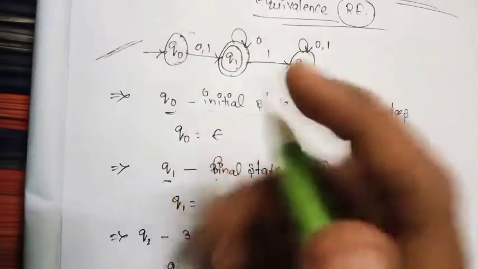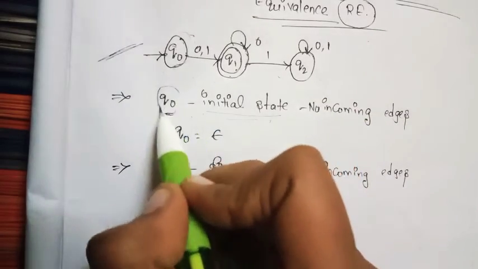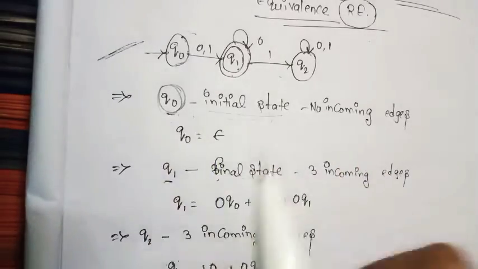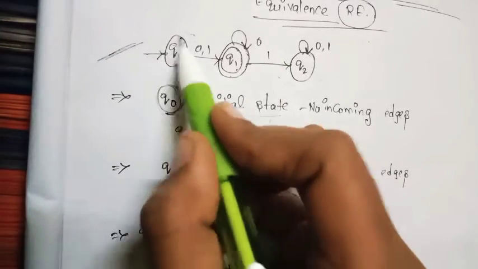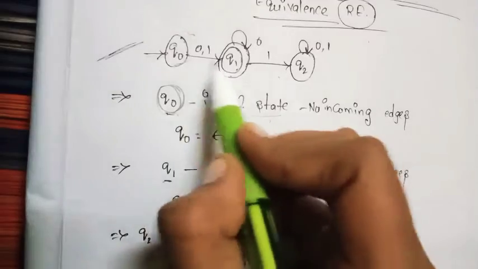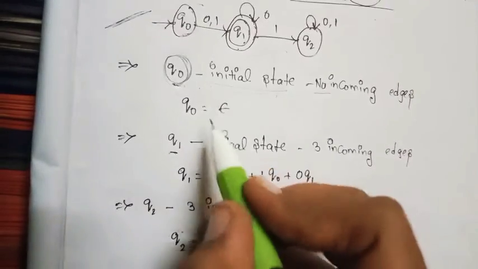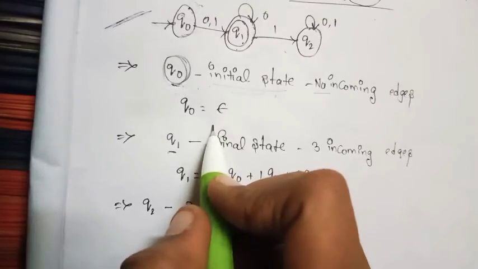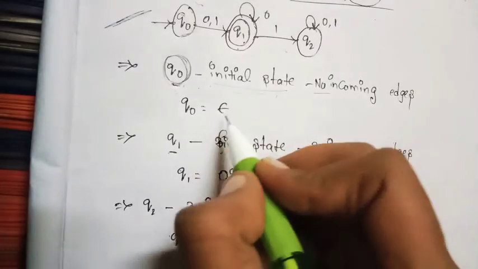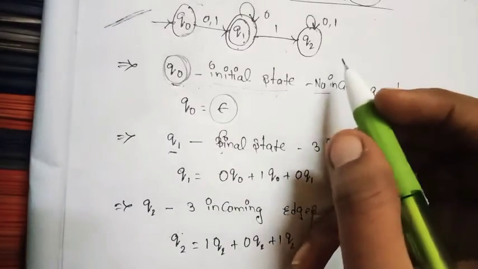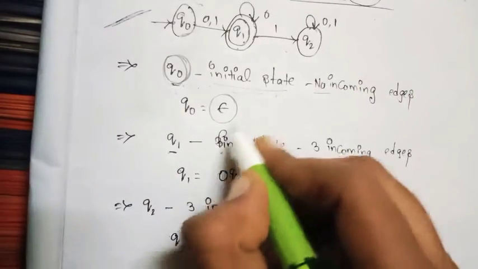The edges reaching q naught are its incoming edges, but it doesn't have any. It just has the outgoing edge. If any state doesn't have any incoming edges, then simply take epsilon in its place, because we can't leave it empty. So simply take epsilon. This is equation 1.